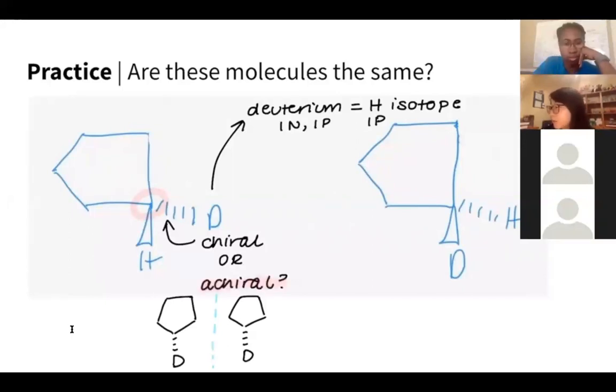And what does this mean for the problem? That means that these two molecules are actually the same, because if you imagine we look back down at our mirror, the deuterium here has not a wedged line, it has a dashed line, so it's going into the board, but it could just as easily be going out of the board. Anyone have questions?